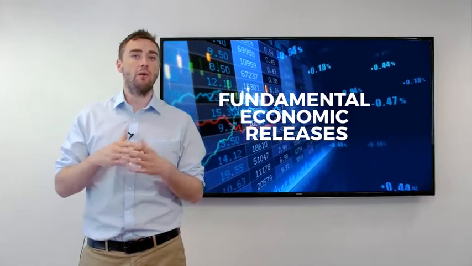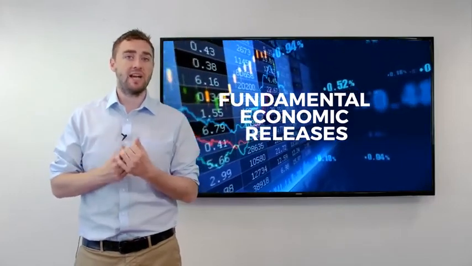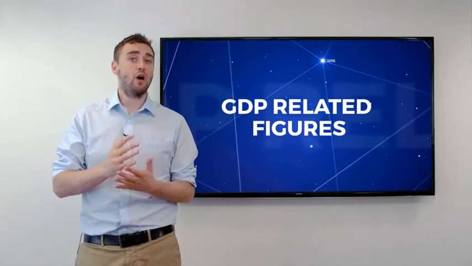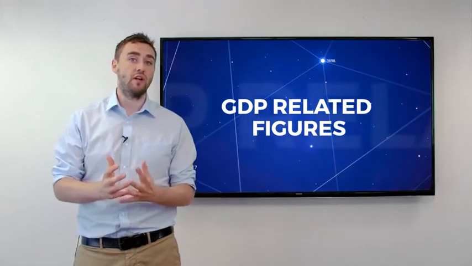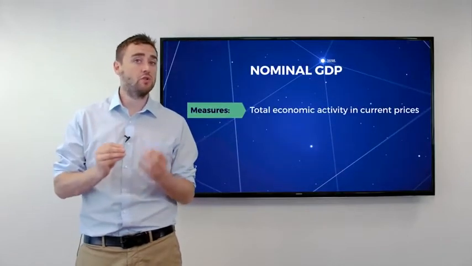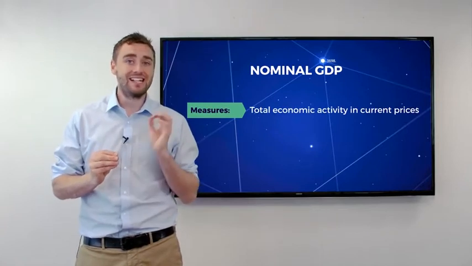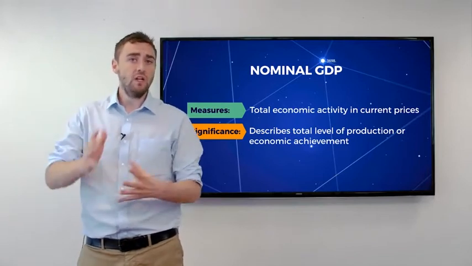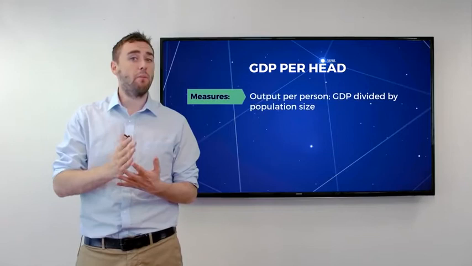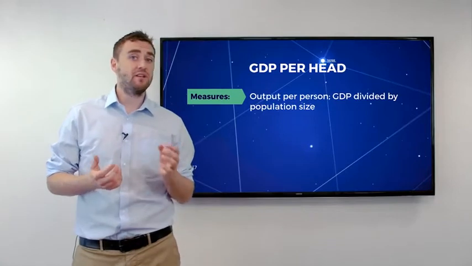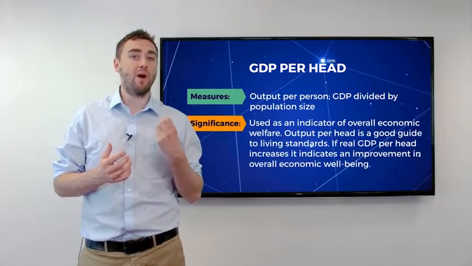We will now spend some time looking at some key subsections of economic data points, with the first one being GDP-related ones. GDP is the total of all economic activity in one country, regardless of who owns the productive assets. It's the main measure of national economic activity. Nominal GDP measures total economic activity in current prices and is significant because it describes total level of production or economic achievement.